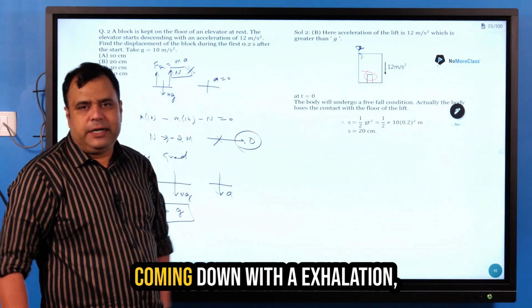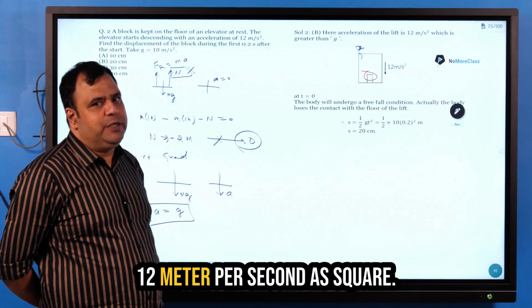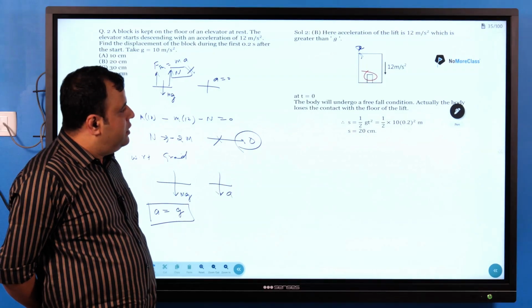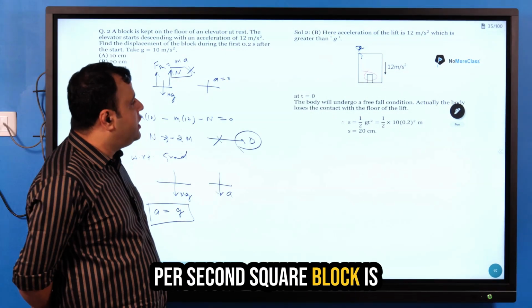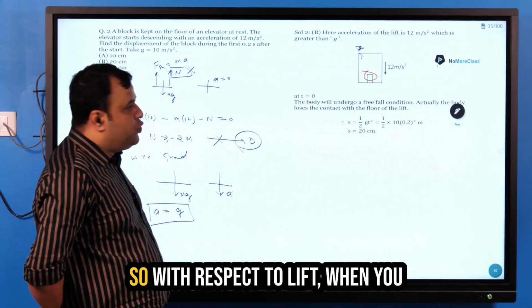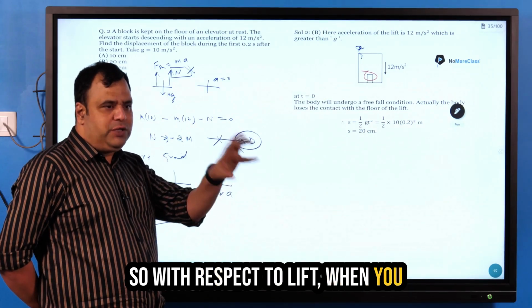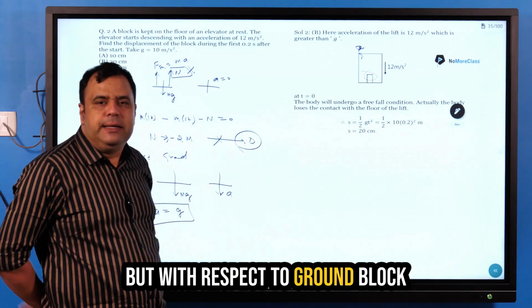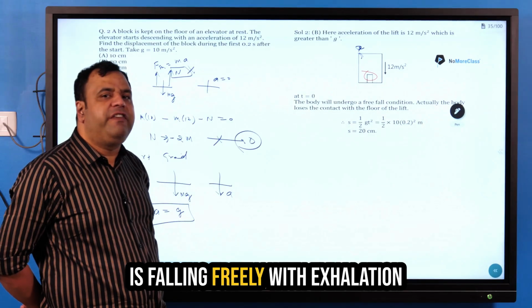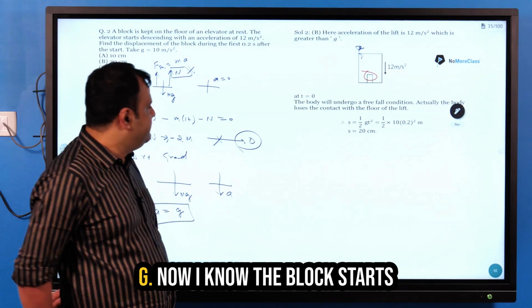Meaning the lift is coming down with an acceleration of 12 meter per second square, and this block is coming down with an acceleration of 10 meter per second square. Block is moving slower than the lift. So with respect to lift, when you see, the block will go up. But with respect to ground, the block is falling freely with acceleration g.